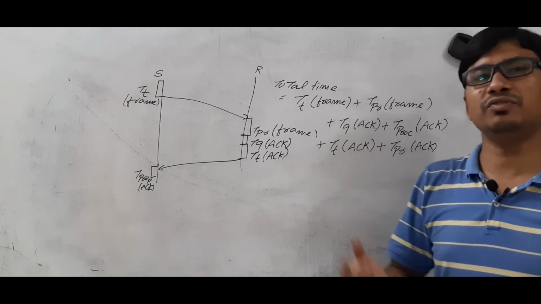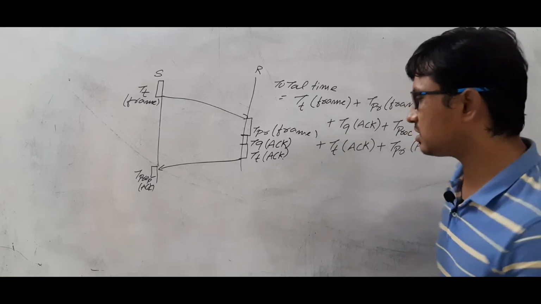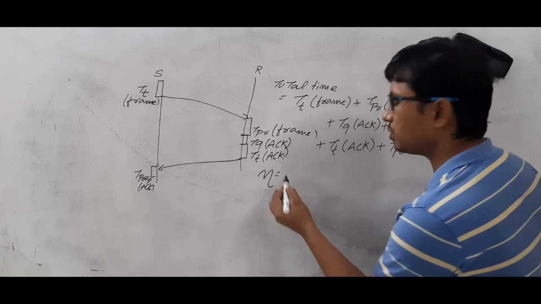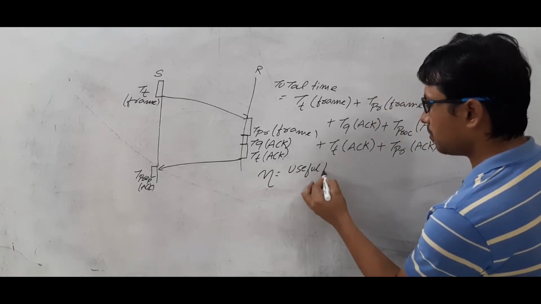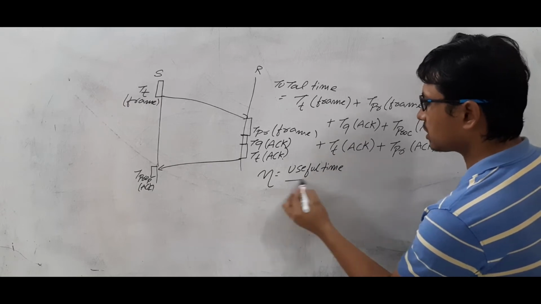Now what is the efficiency? Efficiency is equal to useful time by total time.